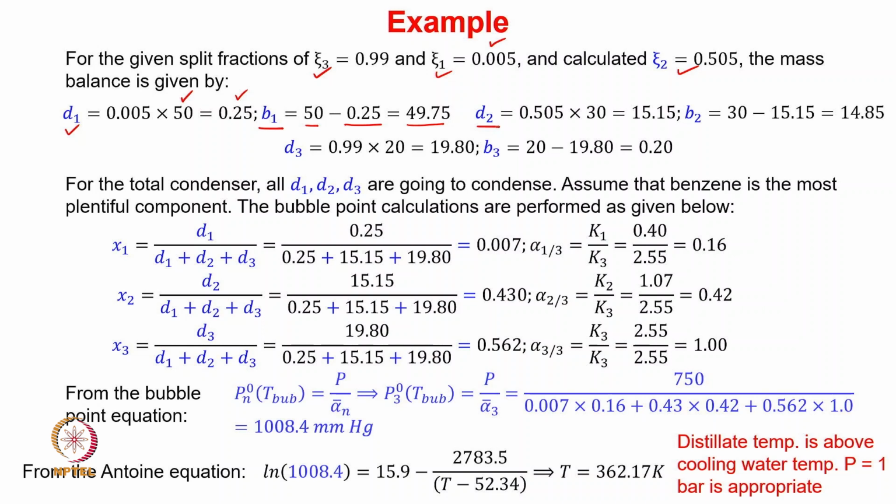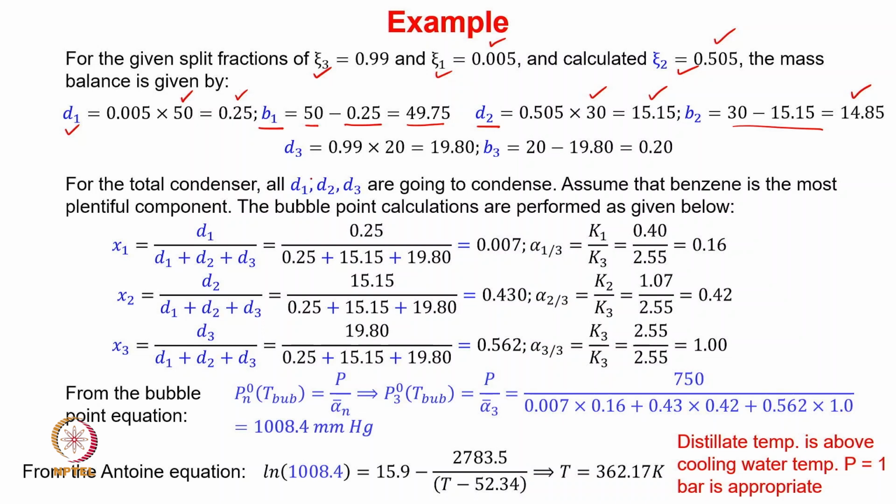Similarly, D2 is nothing but what? Distributed component, which has the split fraction of 0.505. So 0.505 multiplied by the feed rate, which is 30 (sic), gives me 50.15 (sic). So this is nothing but the molar flow rate of toluene in the top product, isn't it? And we can calculate the molar flow rate of toluene in the bottom product just by doing the mass balance. So which is nothing but 30 minus 50.15, that gives me 14.85. So this is nothing but the amount of toluene that will be present in the bottom product.